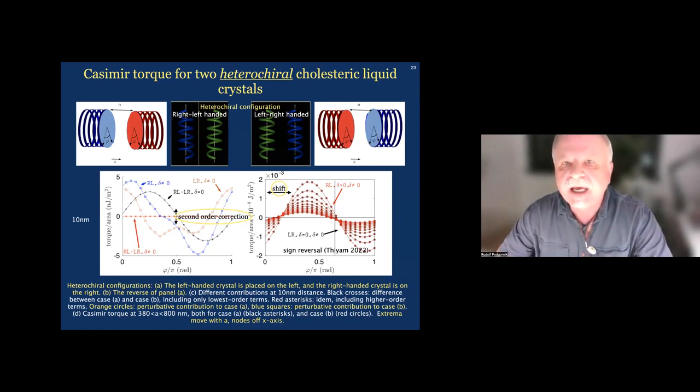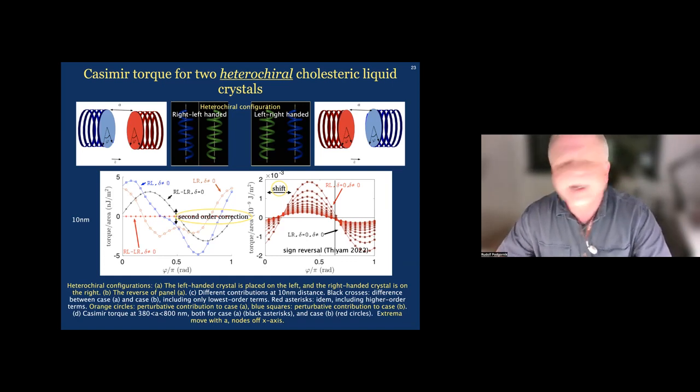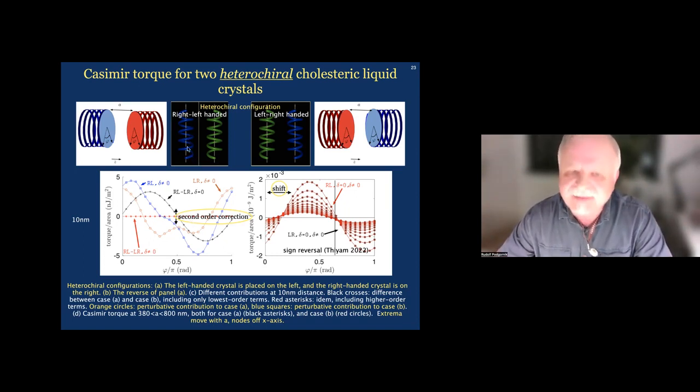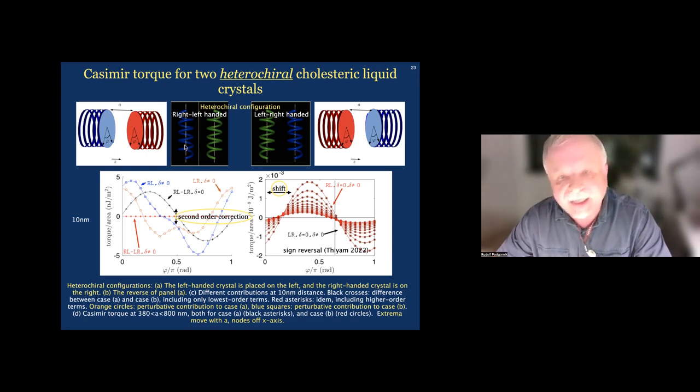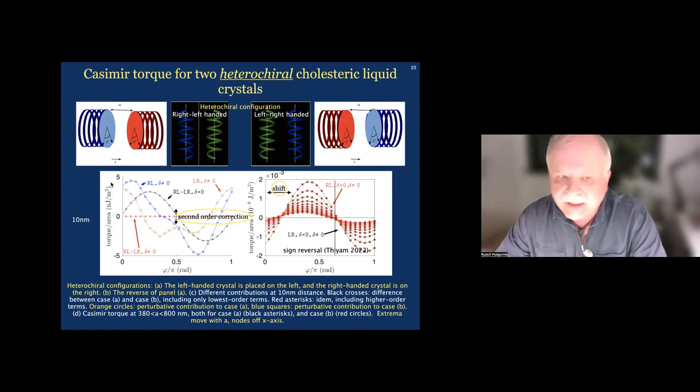Okay, so I have another few minutes. The last thing I will discuss is the heterochiral cholesteric configuration. So you have a right-handed cholesteric facing a left-handed one or a left-handed one facing a right-handed one. Of course, the torques and the interactions are the same, but it's interesting to see how this sameness comes about. And it turns out that in the Baker-Campbell-Hausdorff formula, you need to go at least to the second order for the two configurations to give you exactly the same torque. And here I'm just showing you the torque, and you see that it's highly non-sinusoidal.